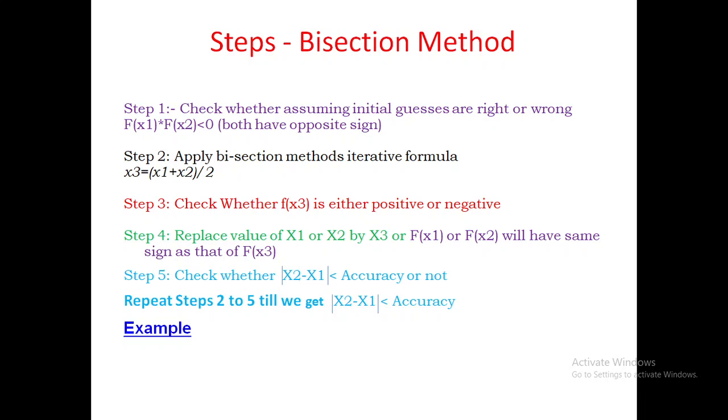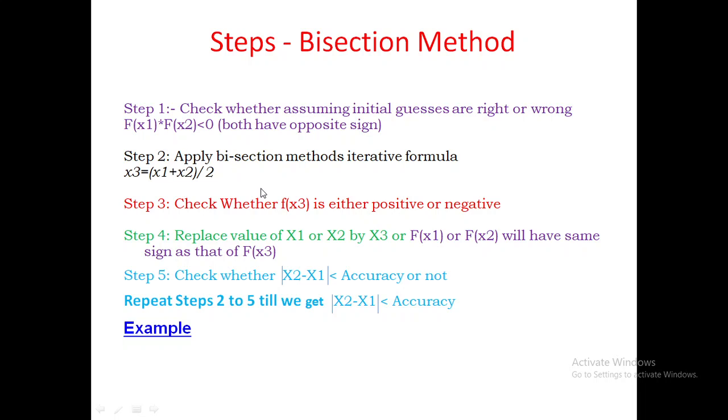According to that method, the name suggests bisection or half interval. X3 is equal to what? x1 plus x2 divided by 2. Then you have got the value of x3.